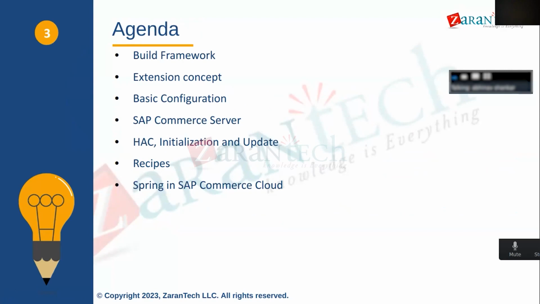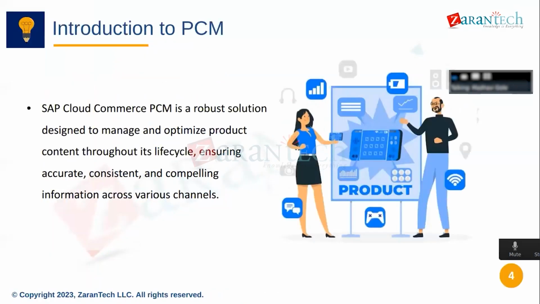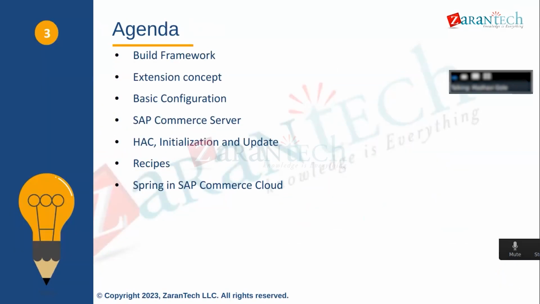So for SAP Commerce Server, by default they are using Tomcat. If you get a chance to go into platform bin, inside the server details you will find the embedded Tomcat. This is just for your info. And then HAC, initialization and updates, recipes, and Spring. Even in the latest versions, they are having Tomcat.